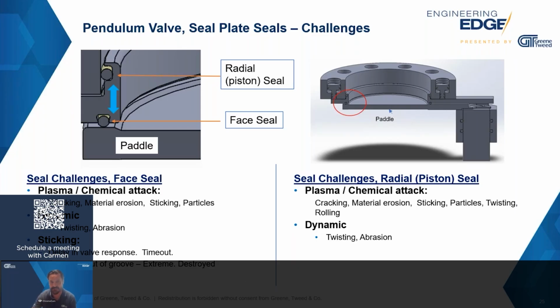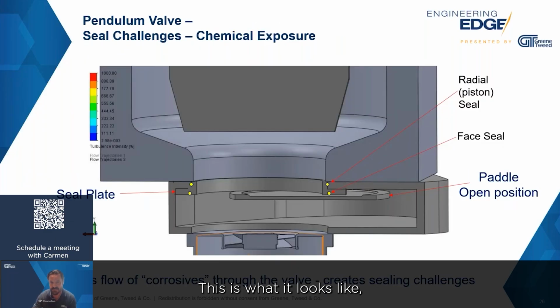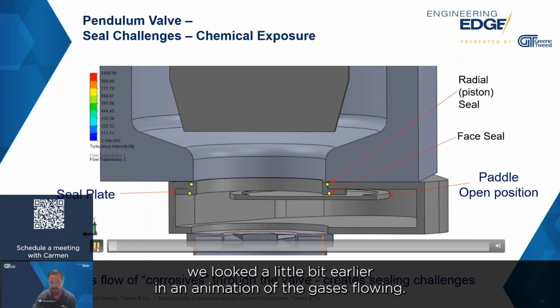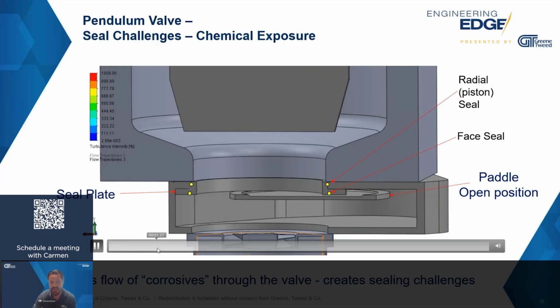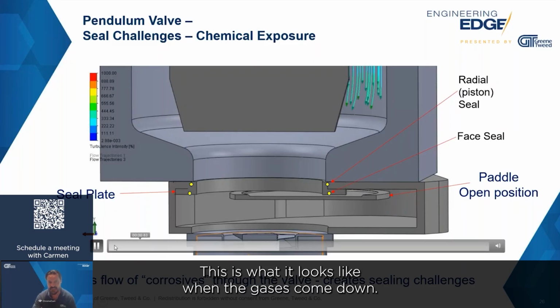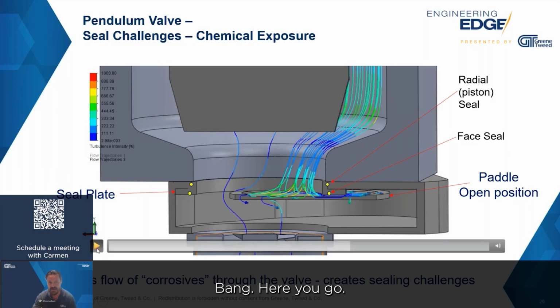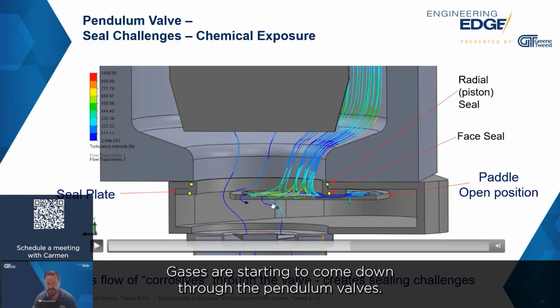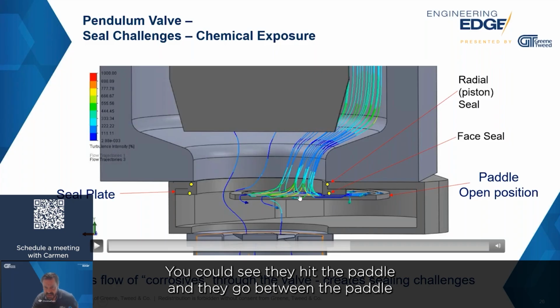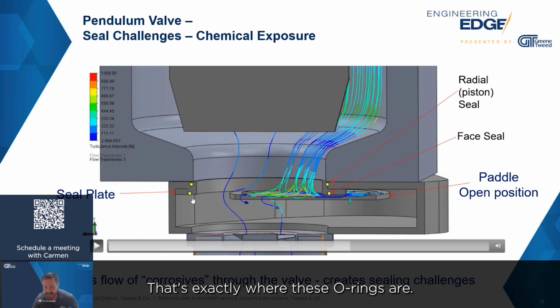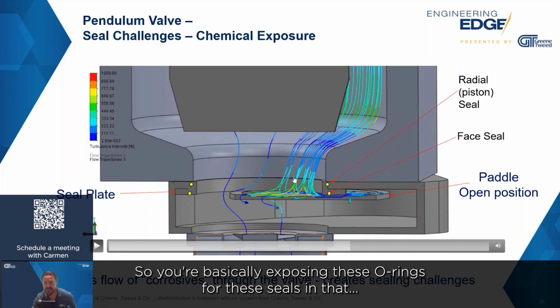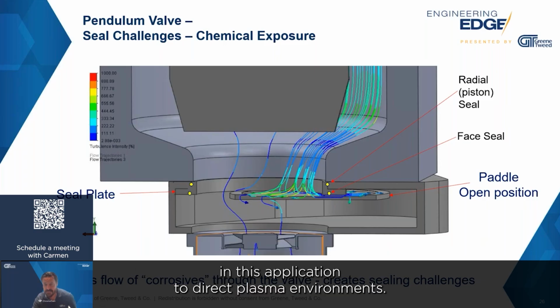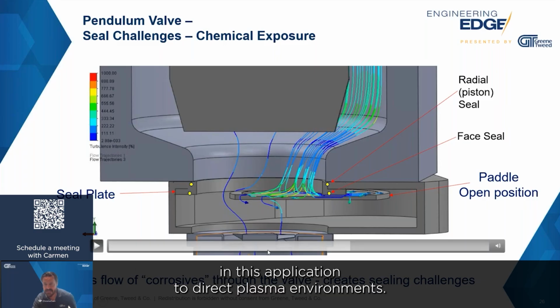So what does that look like? This is what it looks like. We looked a little bit earlier at an animation of the gases flowing. This is what it looks like when the gases come down. Bang, here you go. Gases are starting to come down through the pendulum valve. You can see they hit the paddle and they go between the paddle and the seal plate. That's exactly where these O-rings are, right? So you're basically exposing these O-rings or these seals in this application to direct plasma environments.